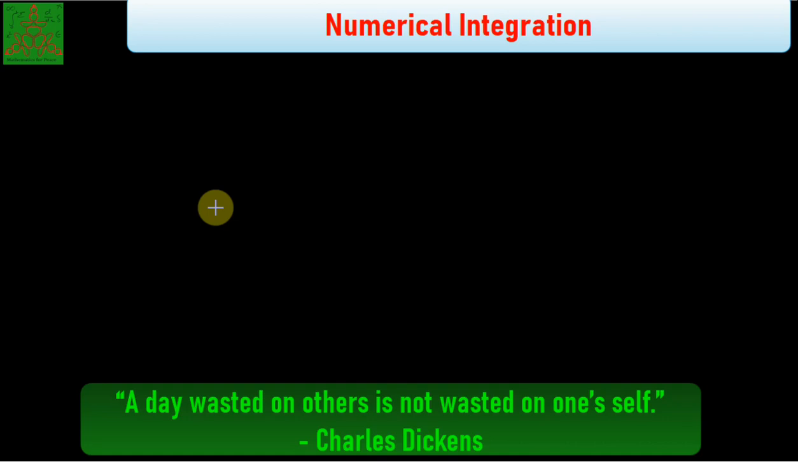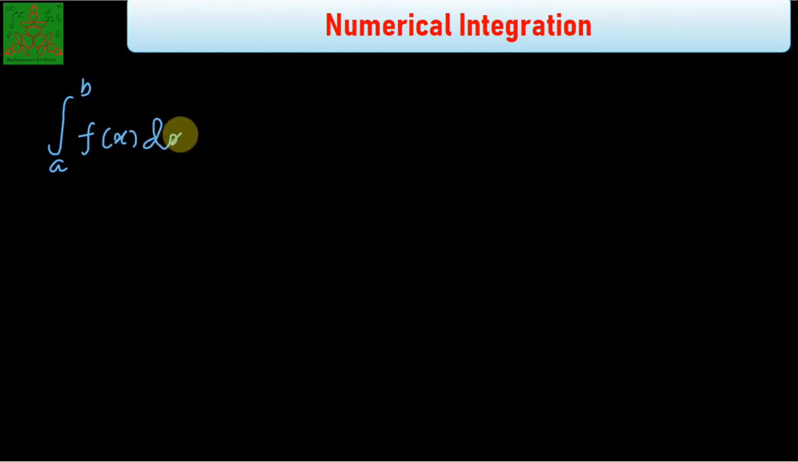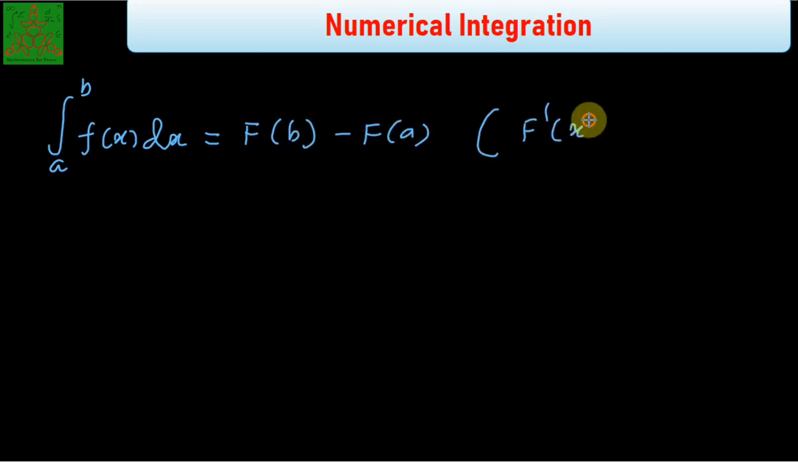First, let us see what the fundamental theorem of calculus is. If the integral from a to b of f of x dx exists, where f is a continuous, or I can say integrable, function, it can be evaluated by capital F of b minus capital F of a, where the derivative of capital F is small f of x. This is known as the fundamental theorem of calculus, and when we integrate a function in this manner, it is called the analytical method.